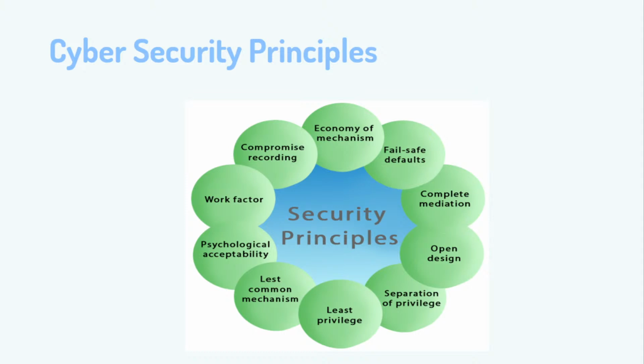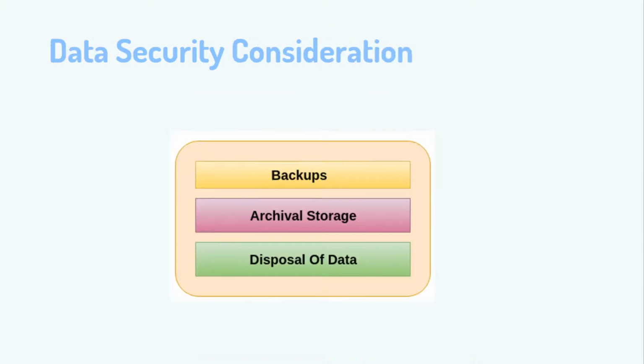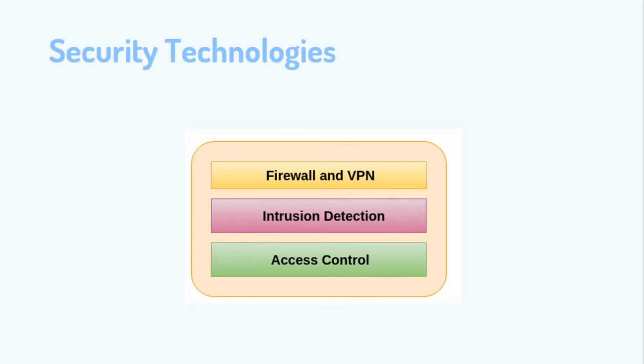Then work factor is all about how we can encrypt our data whenever you are uploading the data into the machine. Okay, so here you can see the next one, data security consideration. Data security consideration is all about backup, archiving storage, and disposal of data.